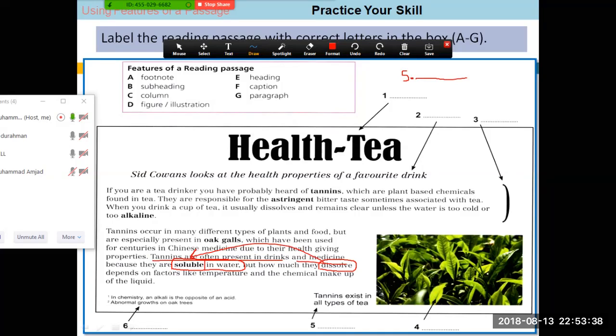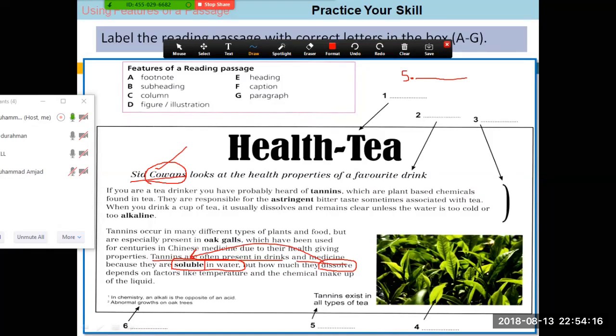Some people, how they start reading, just see me, I'm copying someone. Okay? Health tea, sid sid sid, Covens. Oh my god, don't waste your time on pronunciation of names. I know this is a name, so don't waste your time. If you want to say Sid and you don't want to pronounce it, just say Sid. This person looks at the health properties of a favorite drink.